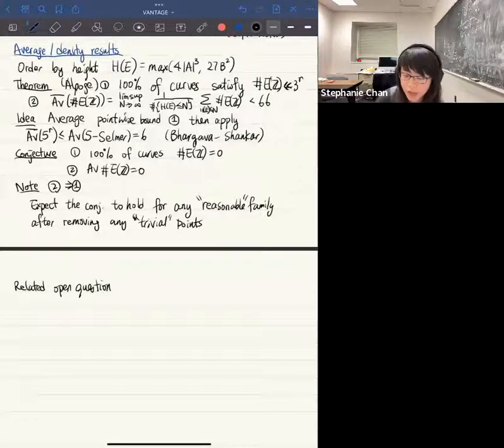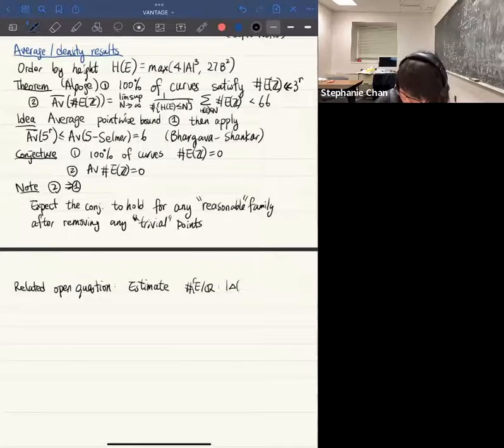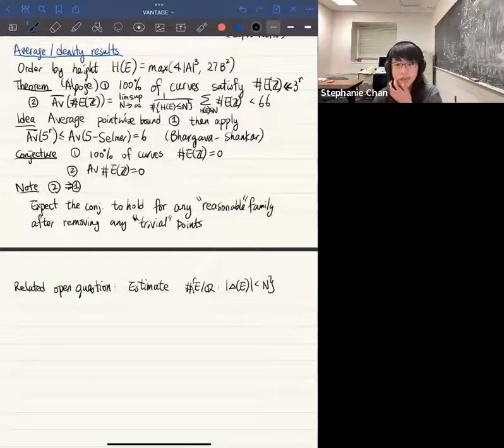It's a question of counting or estimating the number of elliptic curves ordering by discriminant. So we might want to estimate the number of rational elliptic curves, taking the isomorphism classes, and we want to order by the minimal discriminant, and we want to estimate the size of this set here. So we want to count the number of elliptic curves up to a certain discriminant.